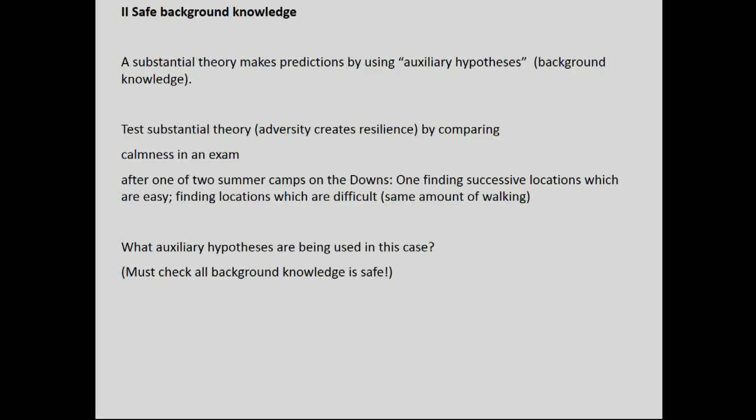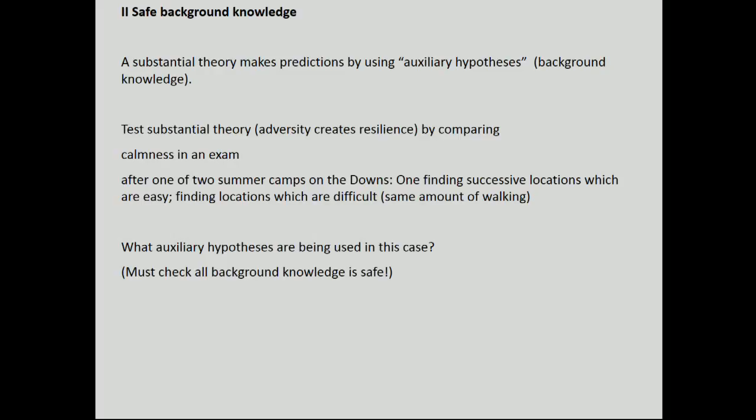So now the second point is, having identified some theory that is being put up to the test, in order to test it, you need safe background knowledge. So some philosophers use the term auxiliary hypotheses here. Popper used the term background knowledge. The point is, a substantial theory makes predictions by using auxiliary hypotheses. So you just stated, say, a substantial theory to the person next to you, and then there's some experiment that's going to test it. But somehow you need to connect the theory to the experiment.